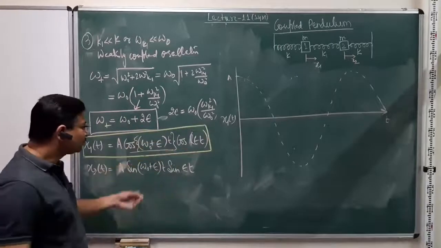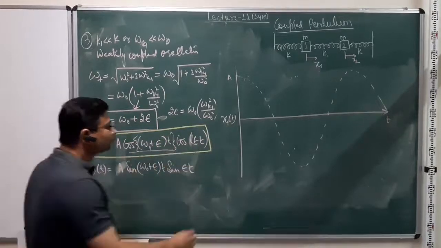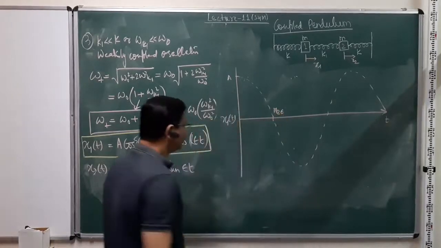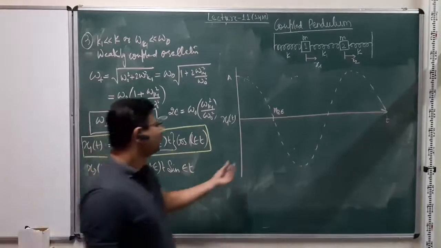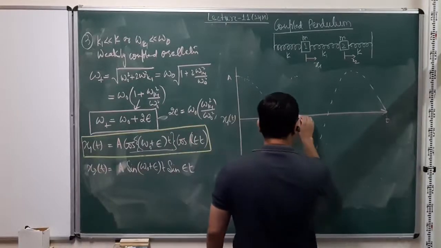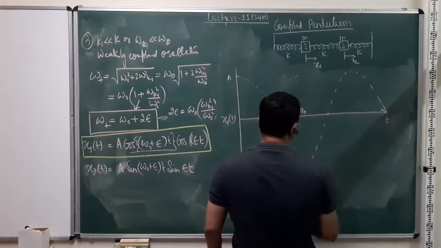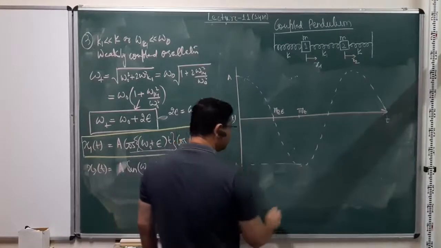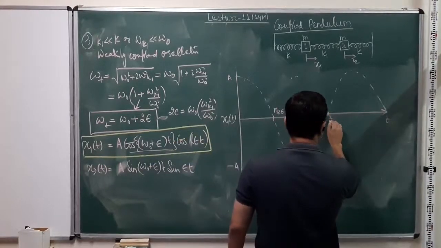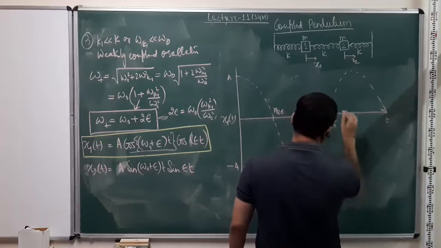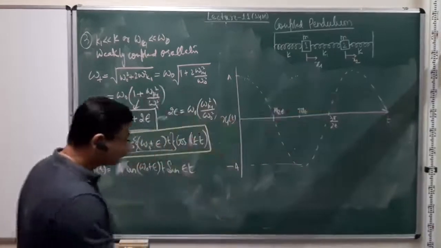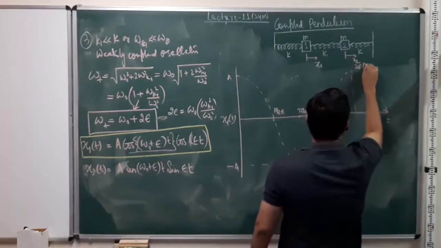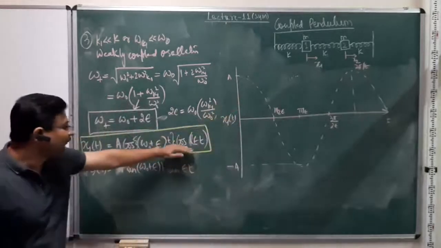Where are the zeros? So it starts with A at t equal to 0. At t equal to π by 2ε, this will go to 0. Again at t equal to π by ε, this is going to be maximum in the other direction, so minus A. And then at 3π by 2ε, again this will be 0, and then at 2π by ε, again there will be maxima, right? 2π by ε. So we can sort of see the behavior of this function.